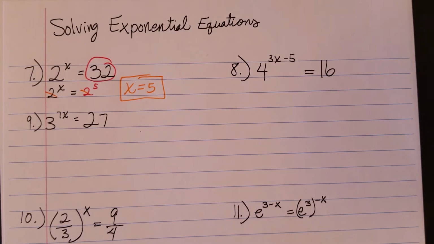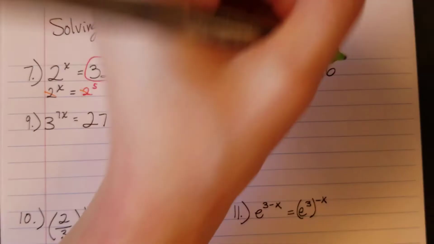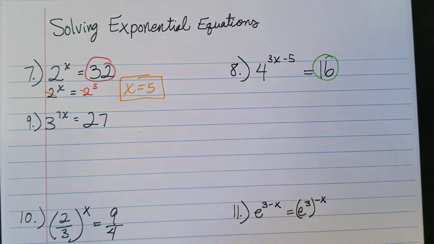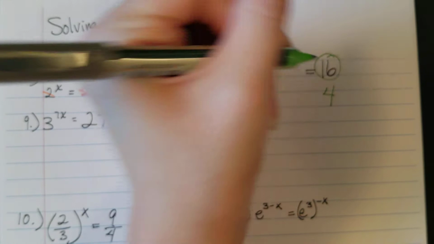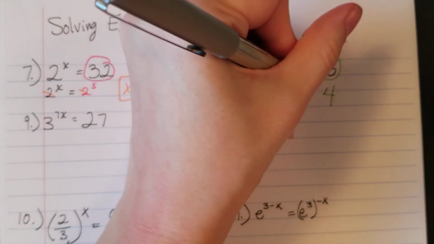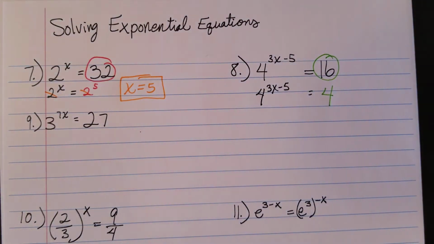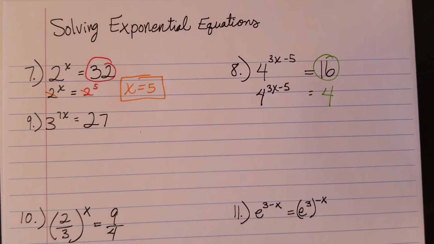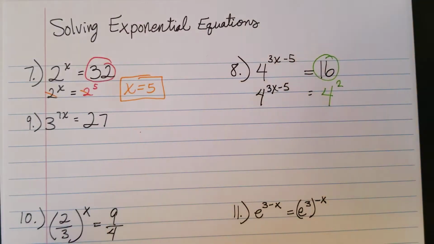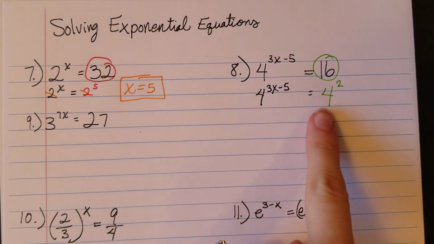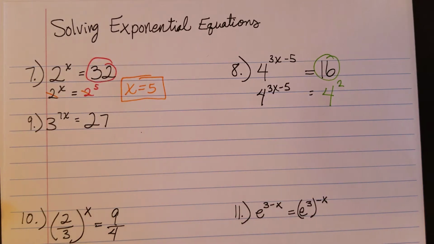Number 8 says 4 to the power of 3x minus 5 equals 16. So I want to rewrite, instead of 16, write that as 4 to a power. And I'll just bring this side down for right now. So 16 would be the same as 4 squared. Now what I've done is I've written both sides using the same base, and then I can cancel out those 4's.